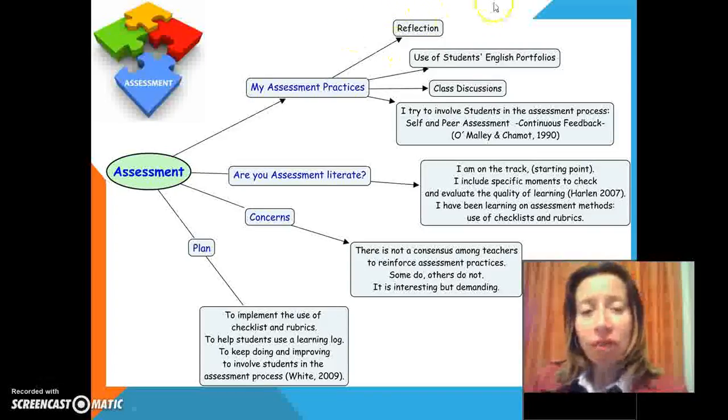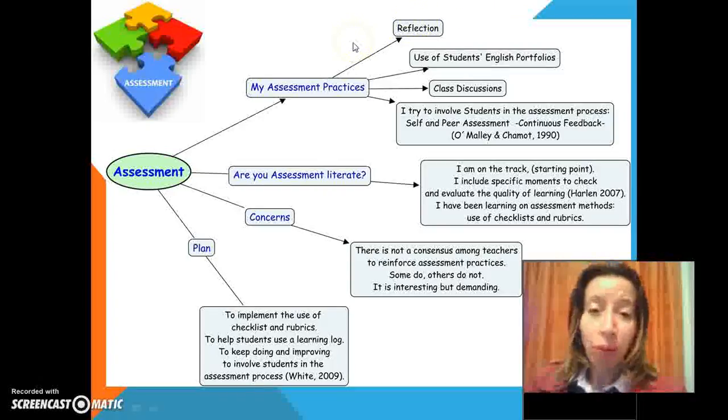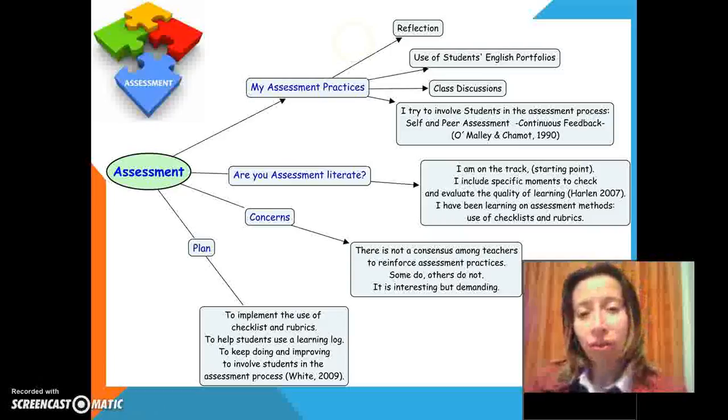And I have included it here because I think that reflection has a strong relationship with assessment. Because during the process of learning and, of course, being a teacher, we need to reflect a lot on what we do, on what we plan, and also on what we find when developing the lessons and the answers from the students.